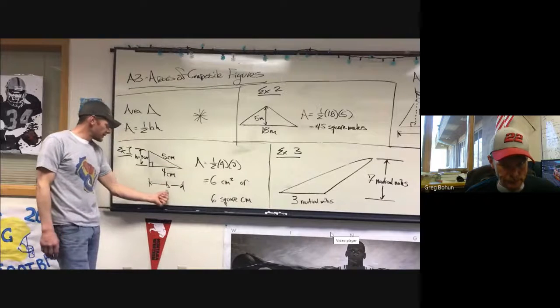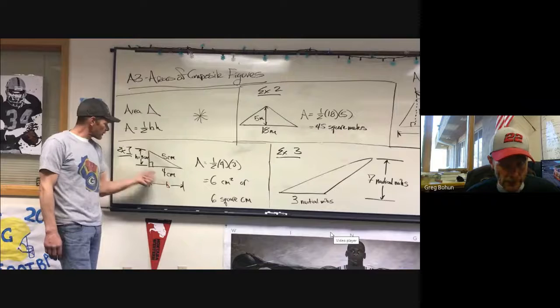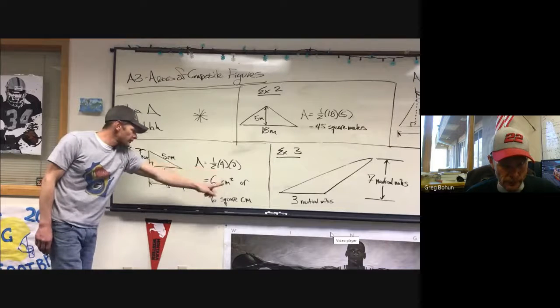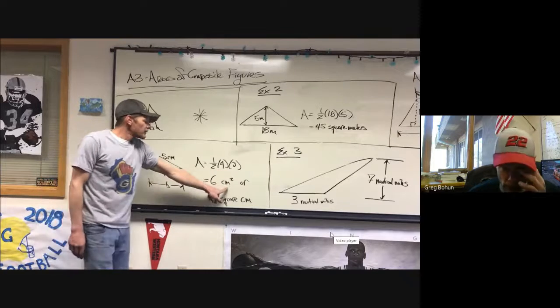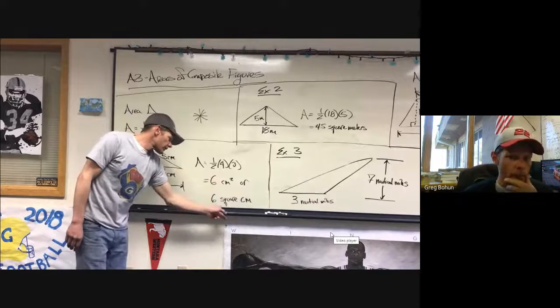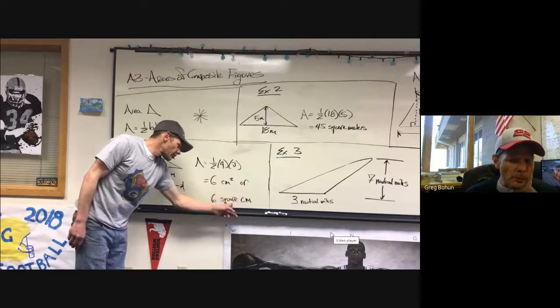You can see the base here. I've labeled it as B. The base is 4 and the height is 3. So 1/2 times 4 times 3 is 6 square centimeters. You can write them either way.